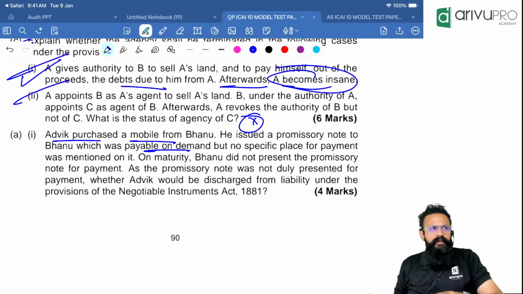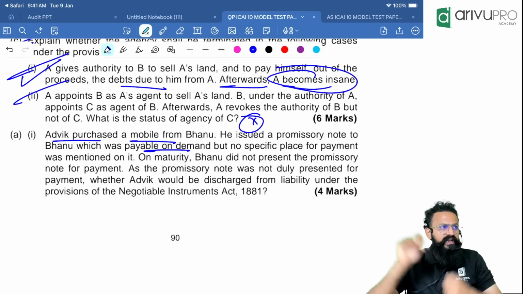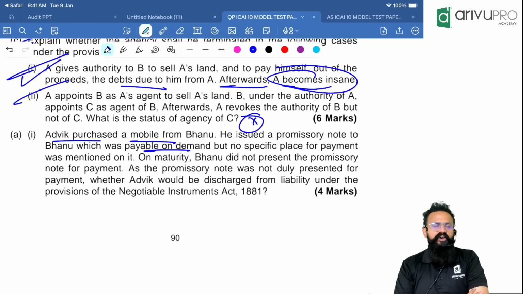What is the provision? When is presentment excused by law? Whenever it is a delivery instrument or demand instrument, in such case the presentment of the instrument is not needed. In such case, I can get the money even without presentment. So non-presentment cannot be considered as dishonor. So you are not discharged. You are liable to pay.